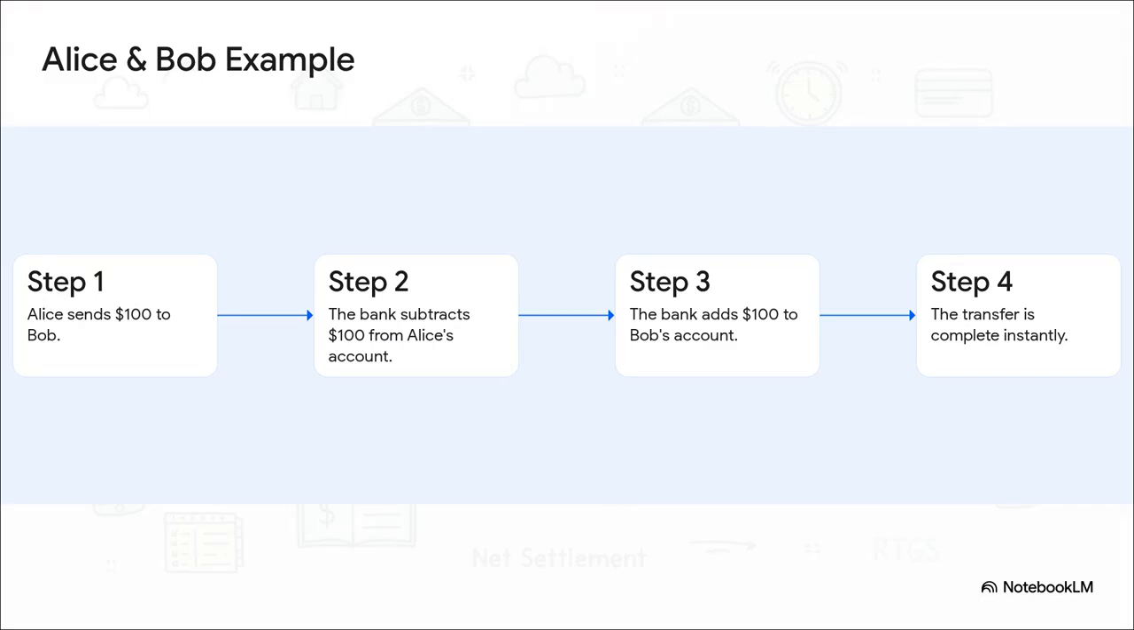Let's make this real. Imagine Alice and Bob both have accounts at, say, Chase Bank. When Alice sends Bob $100, all Chase has to do is make two little updates in its database. It subtracts $100 from Alice's account and adds $100 to Bob's account. That's it. The money never even left the bank. It was just moved from one column to another on their spreadsheet.